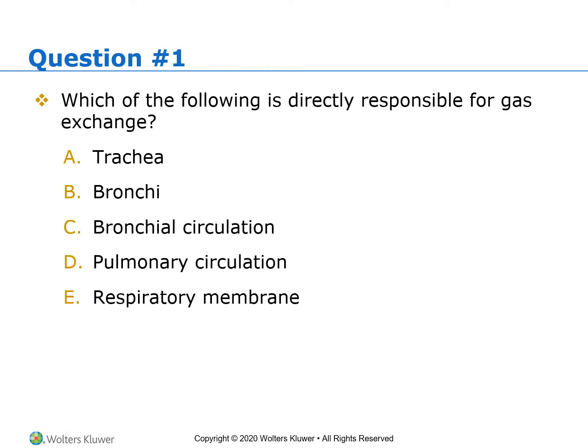Here's a question: which of the following is directly responsible for gas exchange? The trachea, bronchial circulation, and bronchial pulmonary circulation are all not. The respiratory membrane is the anatomical site of gas exchange in the lungs, because it is the one thing that lines the alveoli where exchange happens.